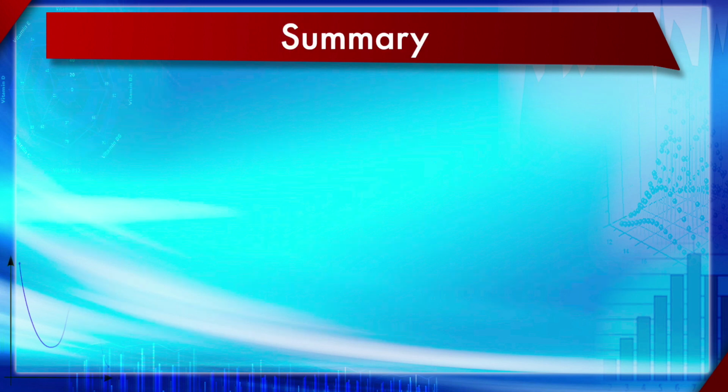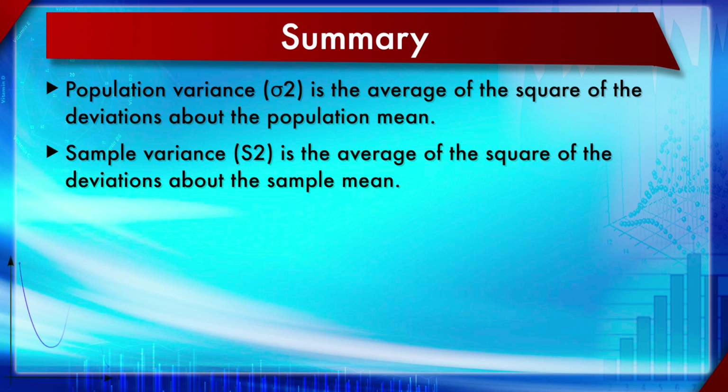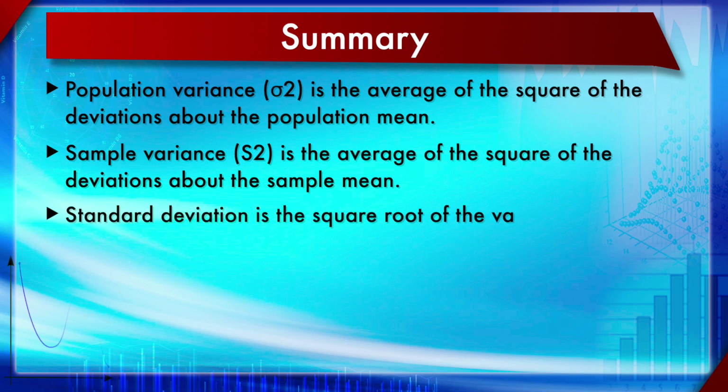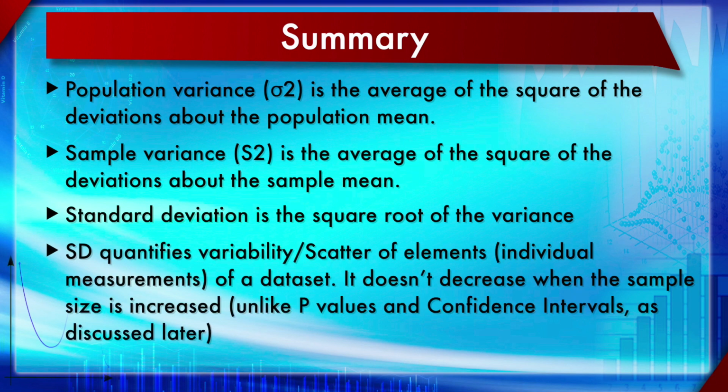So, in summary, population variance is the average of the square of the deviations about the population mean. Sample variance is the average of the square of the deviations about the sample mean. Standard deviation is the square root of the variance. So, there are two formulas of the variance. Similarly, for the standard deviation also we have two formulas. Standard deviation quantifies the variability or the scatter of the elements, that is individual measurements of the data set.